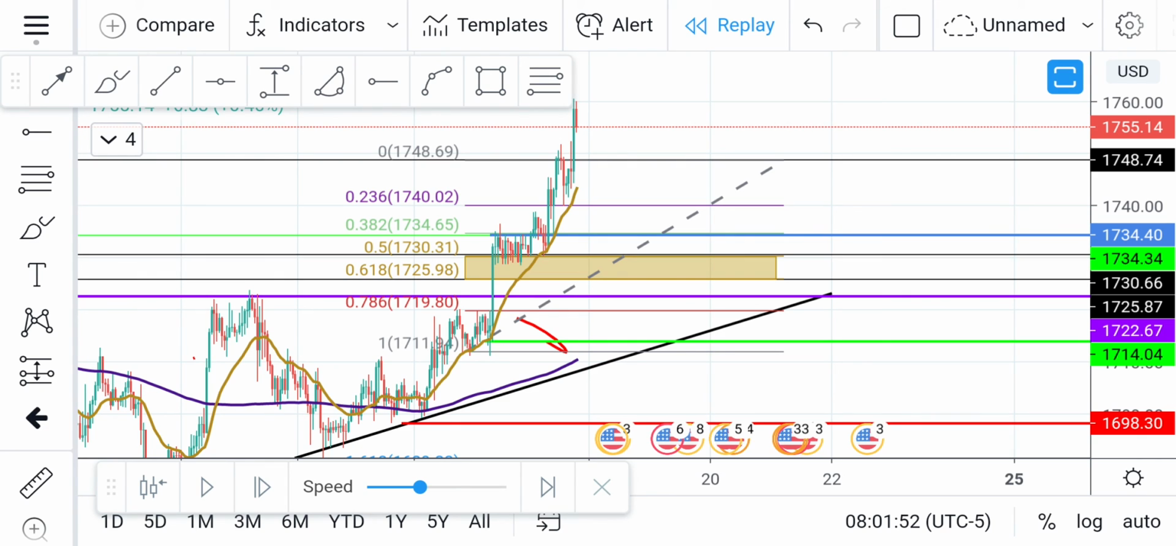Identify chart patterns and trade the breakouts. In an uptrend, you want to go for bullish chart patterns, and in a downtrend, you want to go for the breakdown of bearish chart patterns. So that's basically the concept of this strategy.